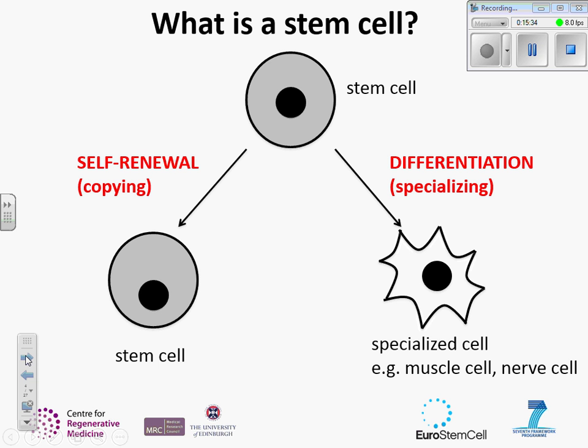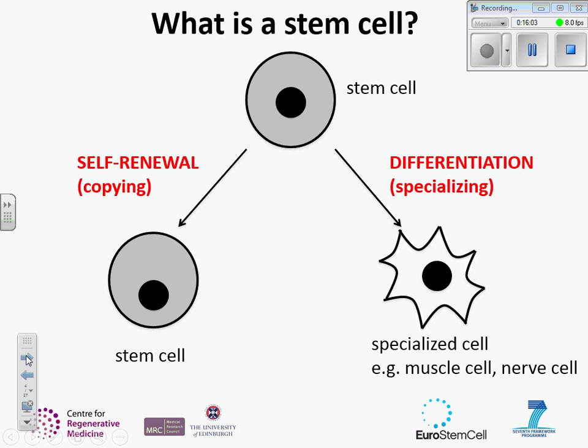If you've got a stem cell, what can it do? It can make these specialized cells, but it can also make a copy of itself. So you've still got one. Those two things, I think they might turn up in an exam question. What are the two characteristics of stem cells? They can self-renew and they can differentiate. They can produce cells that are not like themselves.